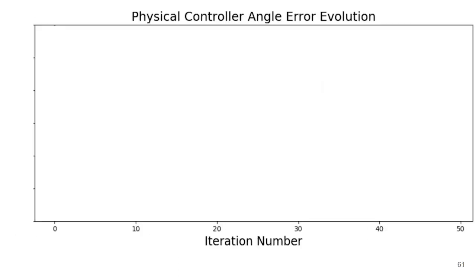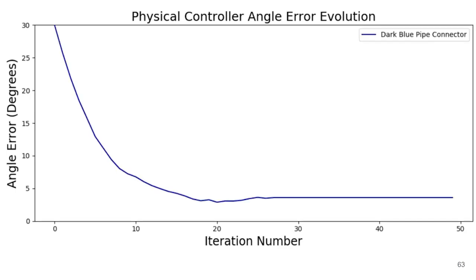We show the results of 10 trials on the 5 objects. The x-axis shows the progression of each trial. The y-axis shows the angle difference between the orientation at the specific iteration and the goal orientation. We plot one trial with the dark blue pipe connector object. We see in this trial that we reduce the angle error from 30 degrees to 4 degrees.